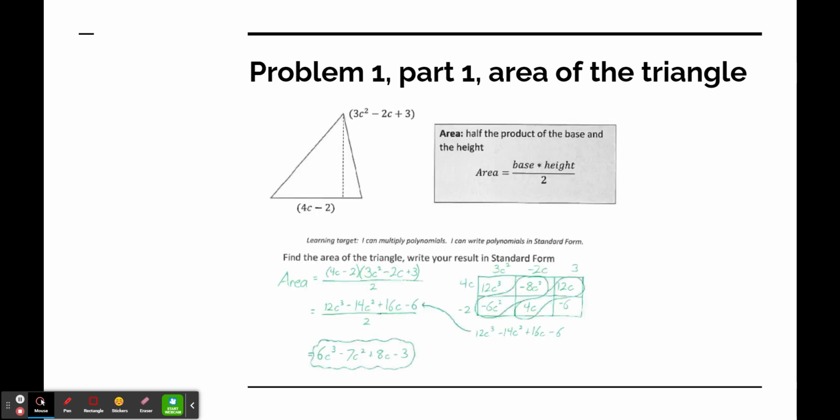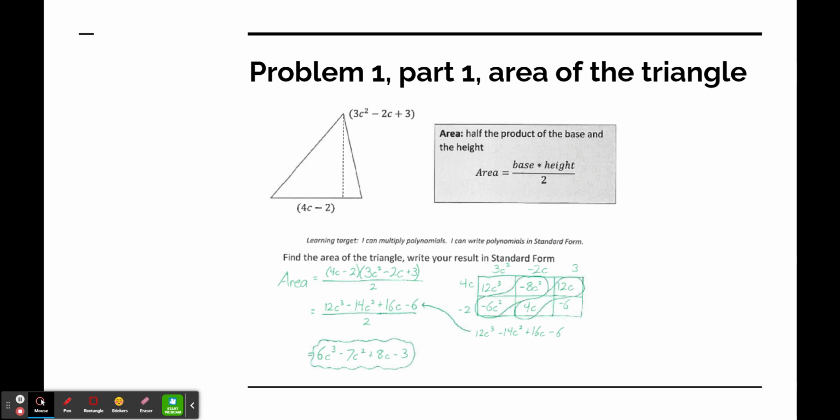All right, so you should have had some time to try and answer this. Here's all of my work written out. So I did what I told you guys to do, which is take those two polynomials and multiply them. I got that organized in my box to the right. So 4c times 3c squared got me 12c cubed. Negative 2c times 4c, that got me negative 8c squared. 4c times 3 is 12c.